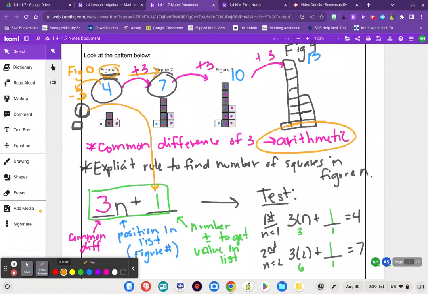Your job is going to be to work on the 1.4 practice and to ask questions. For some of the problems, the ones that are arithmetic, you're going to use this idea to help you write that explicit formula.